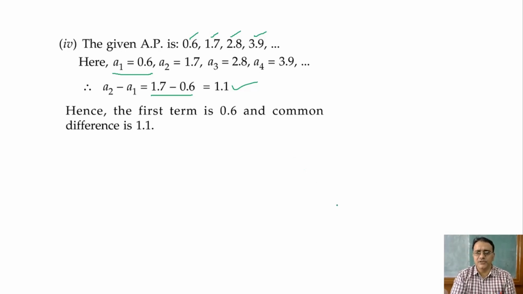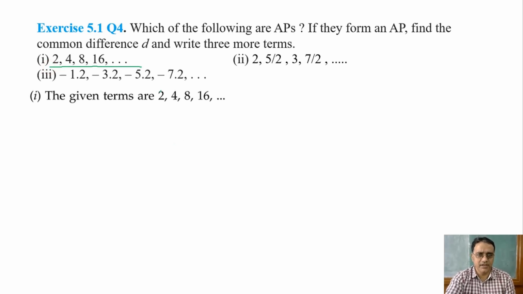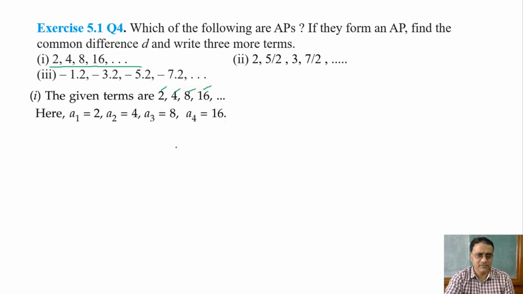So now we'll move towards the next type of question, that is we have to identify whether this will form an AP or not. Okay, and if it is an AP then we have to write 3 more terms. So let us start with the first bit. 2, 4, 8, 16, and so on. So here A1, A2, A3, A4 are given. And we have to check whether the difference between each consecutive term is the same or not.